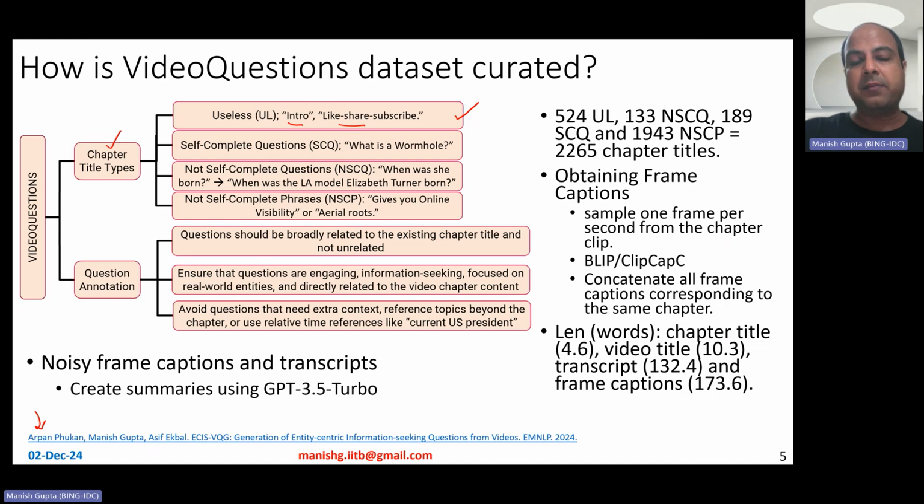While some of the chapter titles are self-complete questions by themselves, like what is a wormhole, right? Now, you don't really need to process it through any model to create a question. It's a good question by itself, okay?